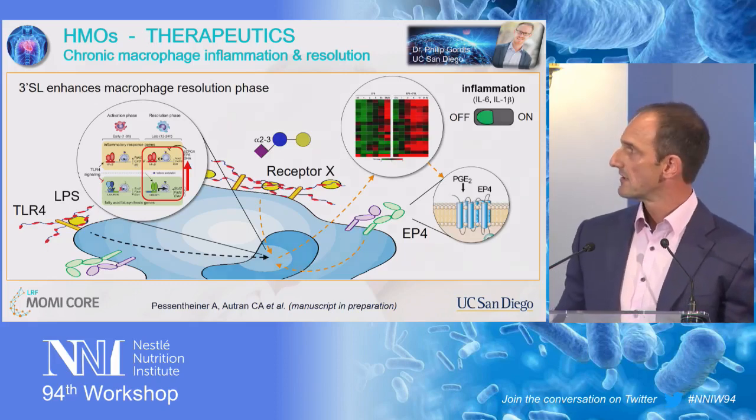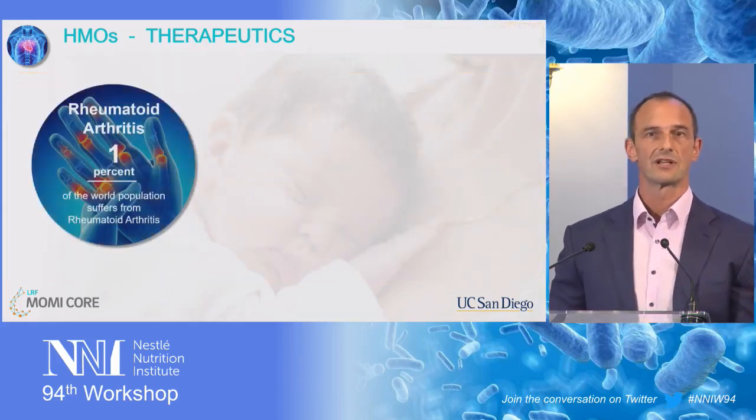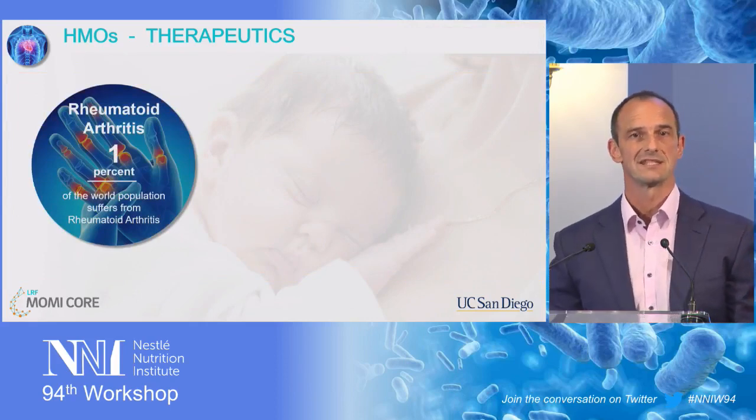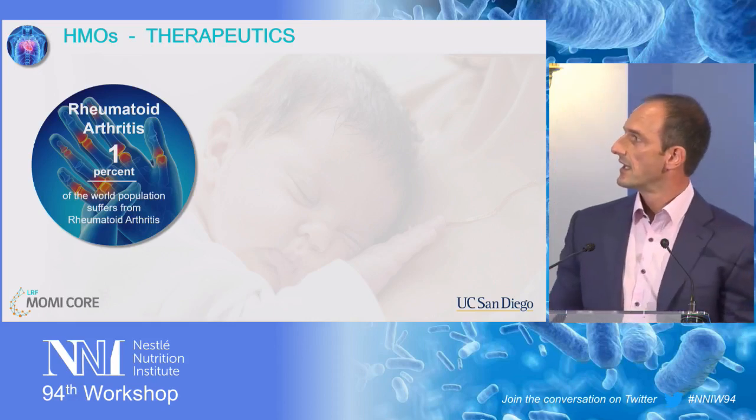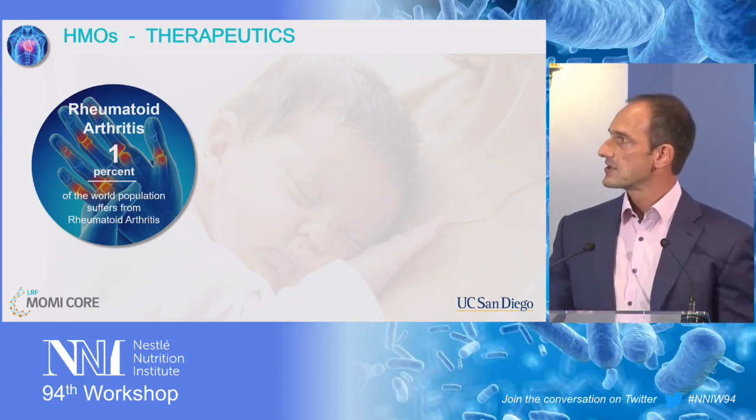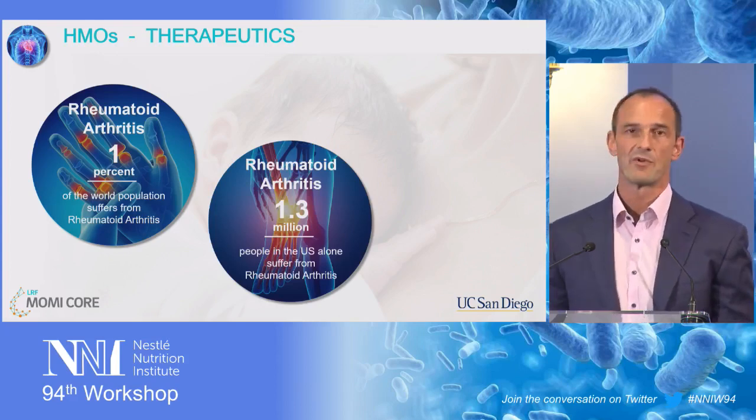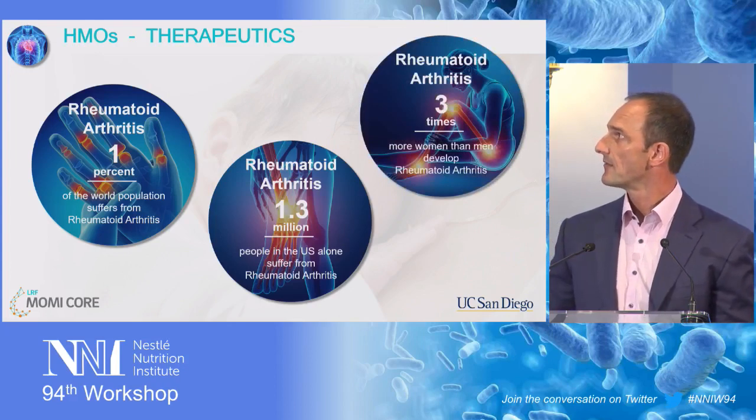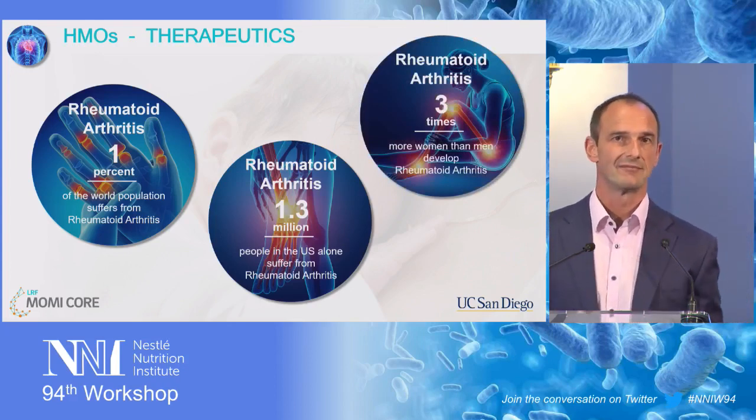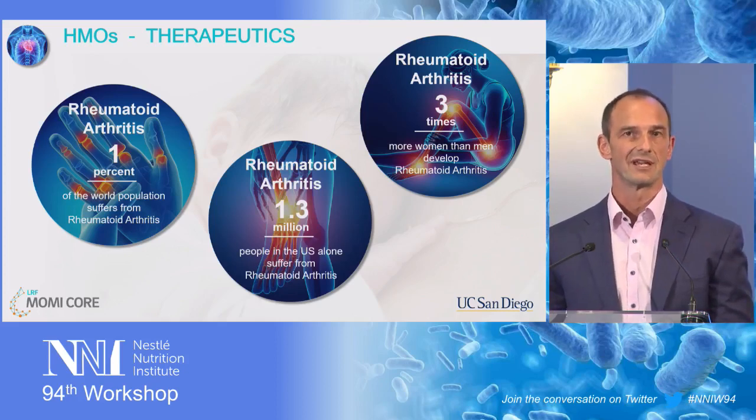Now, why is that important? One of the diseases where chronic inflammation, macrophage inflammation, plays a significant role is rheumatoid arthritis. 1% of the world population has RA. That's about 1.3 million people in the US alone. And women are affected 3 times more than men. But they may also hold the secret to a potential therapeutic.